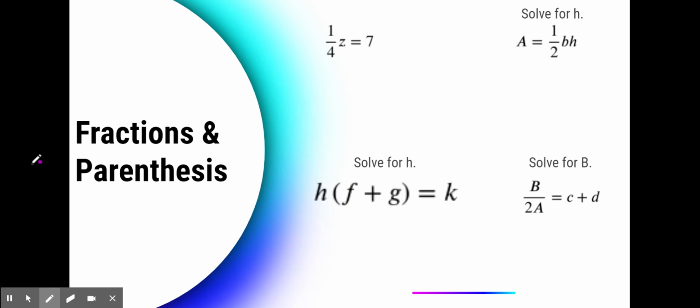Okay, let's look at 2 more types of problems briefly. Let's look if a fraction is involved. So let's go back to a normal equation. Now we're in 7th grade. This wasn't 6th grade. But 1/4 times z equals 7.